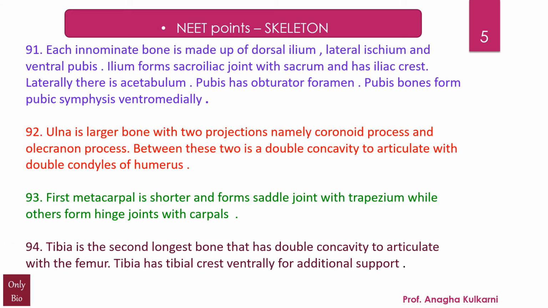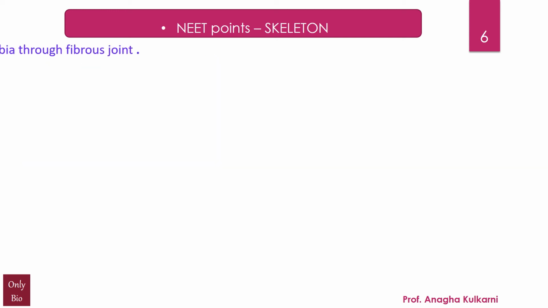Next, tibia is the second largest bone that has double concavity to articulate with the femur. Tibia has tibial crest ventrally for additional support. Point number 95. Fibula is laterally connected to tibia through fibrous joint.